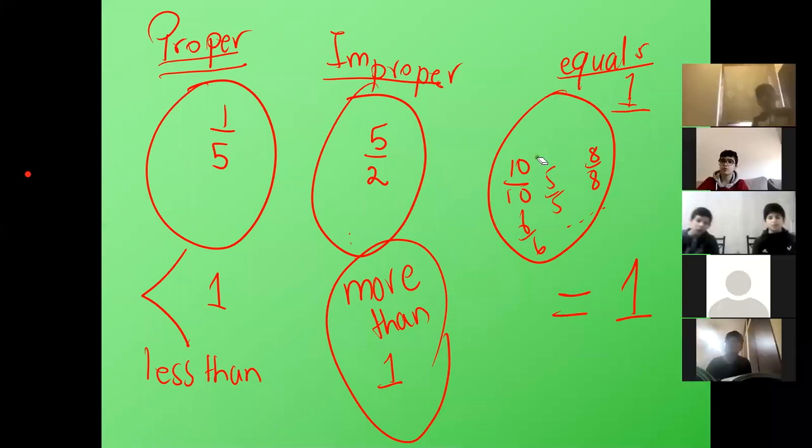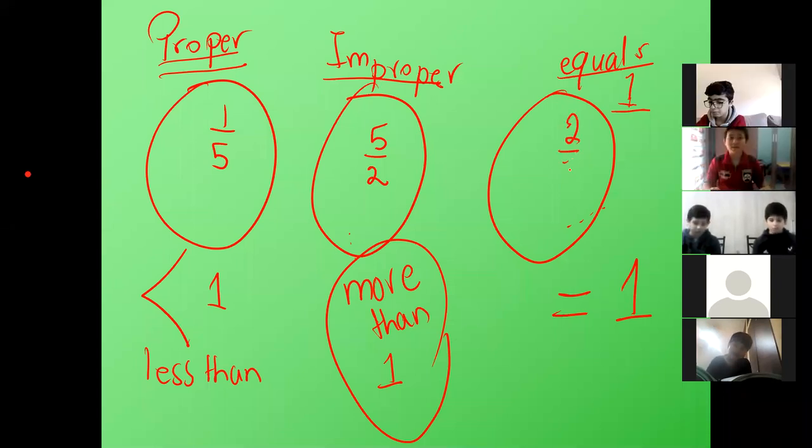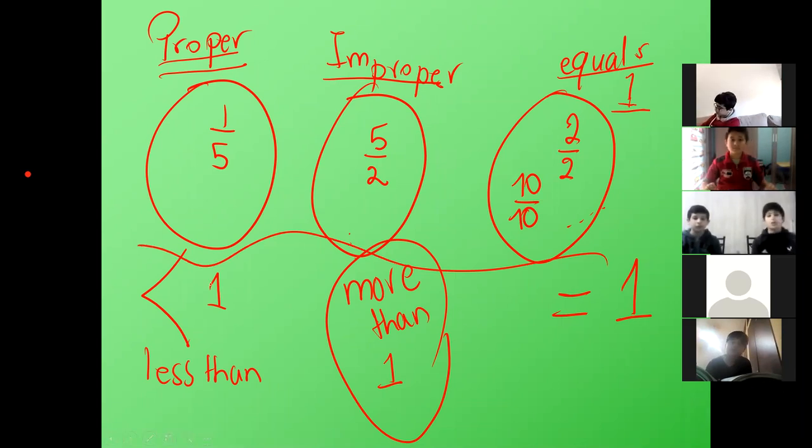When do we say a fraction equals 1? When the two numbers are equal, like 2 over 2 and 10 over 10 or 5 over 5. Bravo. The numerator and the denominator, both of them the same, so the fraction equals 1. Is it clear, types of fractions?